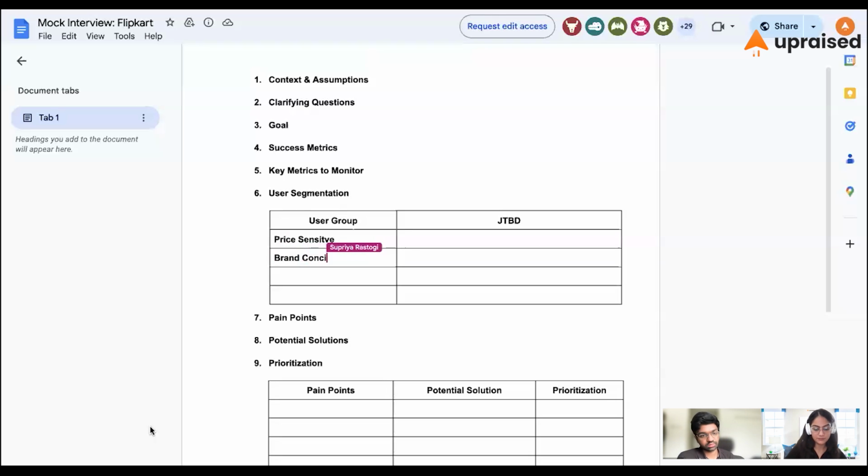Price sensitive, we've done that. Then we talk about brand conscious people. Then we were talking about urgent buyers. And the last thing was exploratory.